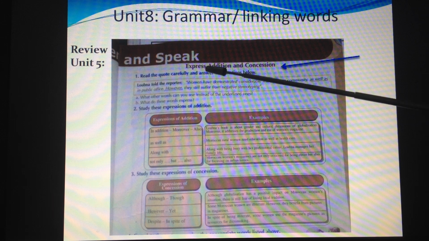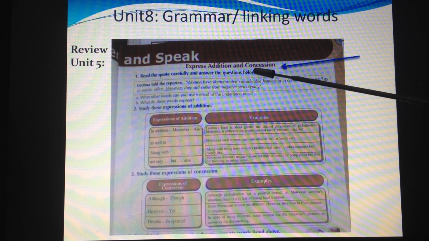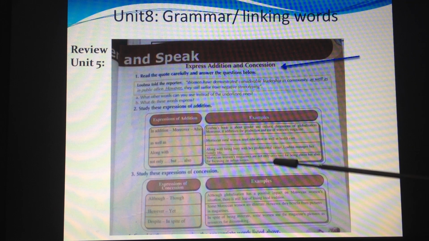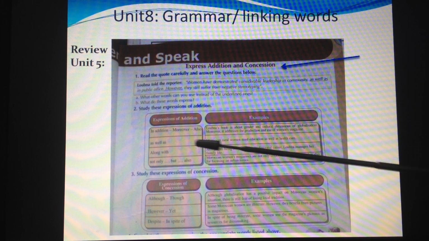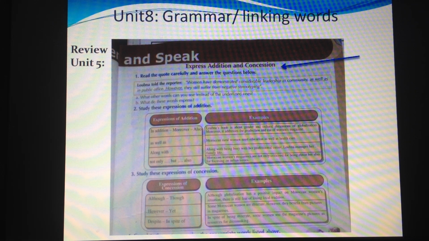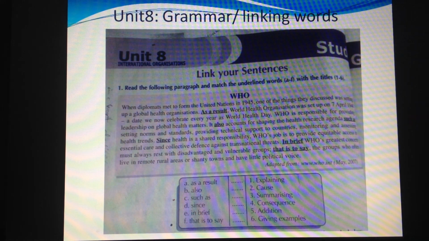Alright, so as I said earlier, linking words, we have already seen these in Unit 5. If you remember, we've seen expressions that are used to express addition and concession in Unit 5. You can go back to this page and review your lessons also in your notebooks. Okay, so in Unit 8 you have some more. So this is more of a review and expansion.